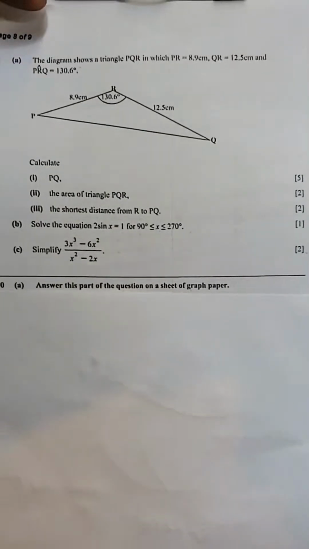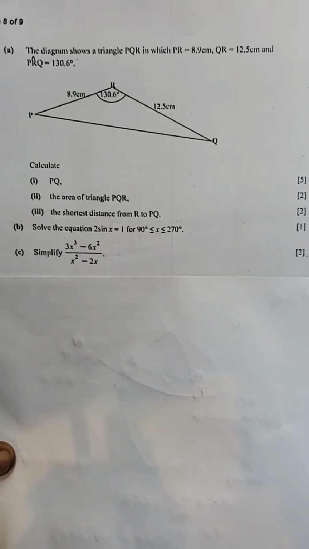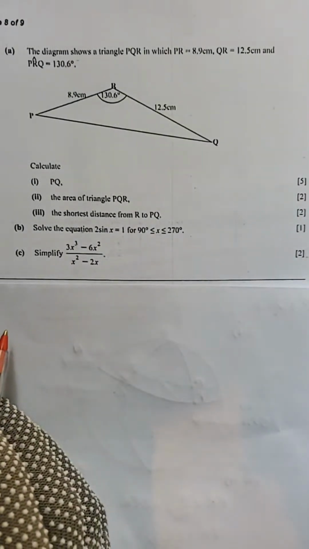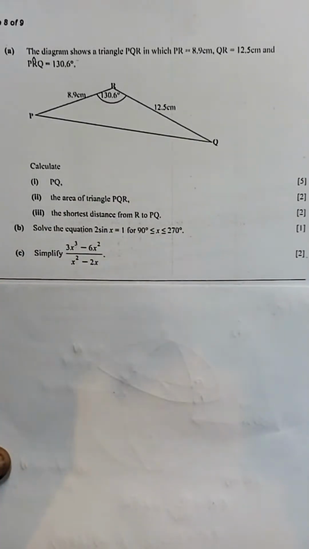The first thing is you need to know that this is a non-right angled triangle. Being a non-right angled triangle, it means that you need to apply one of the two rules, either the cosine or the sine rule.